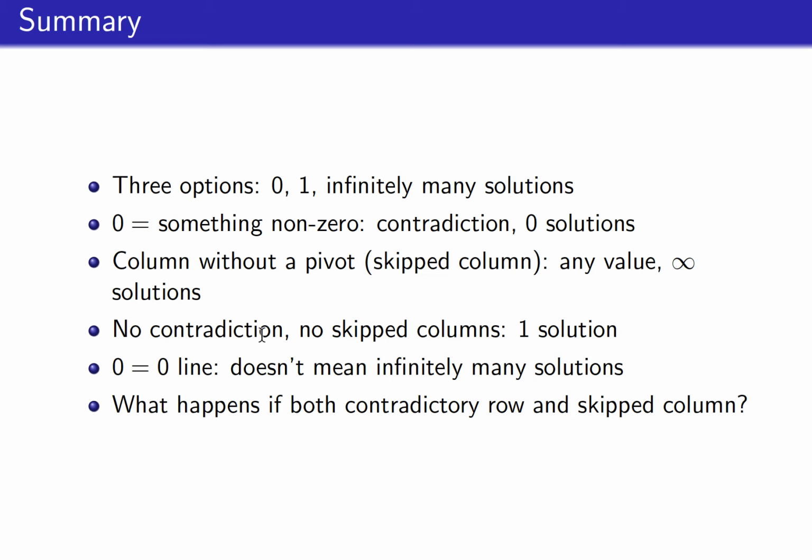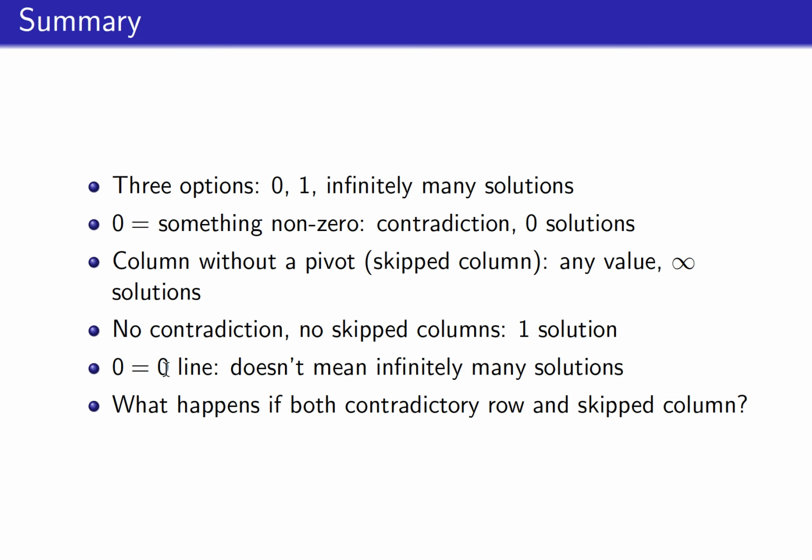If there is no contradiction and no skipped columns, not even columns that I didn't get to, then there's one solution. So basically this is the one where you're going to see ones down the diagonal, and then that's it. I reached the end of the matrix, so that's typically what happens.